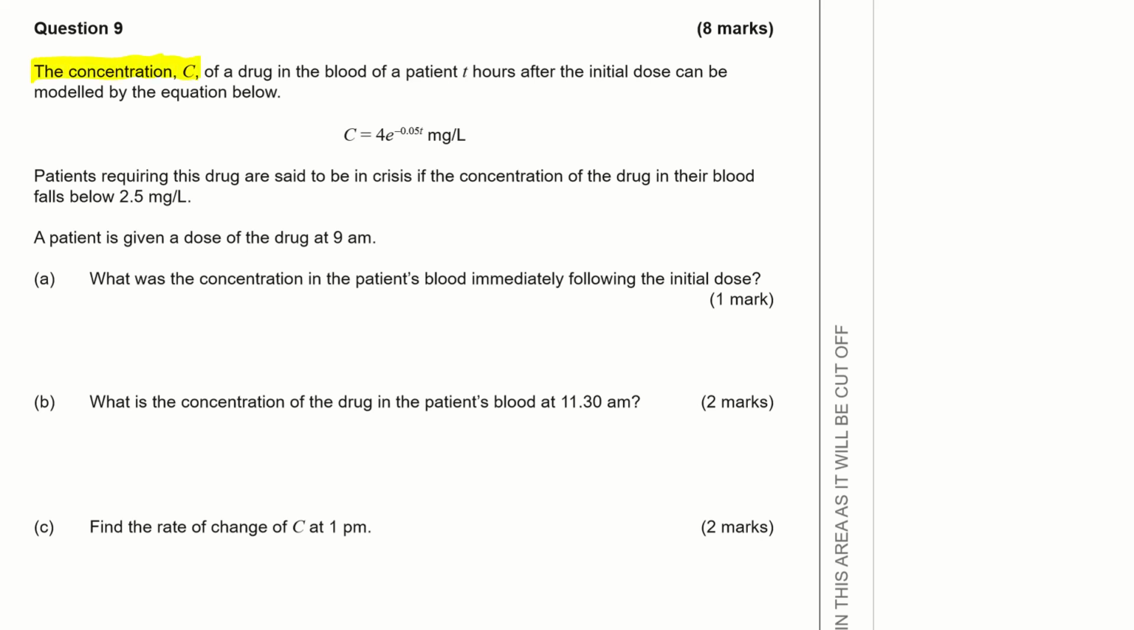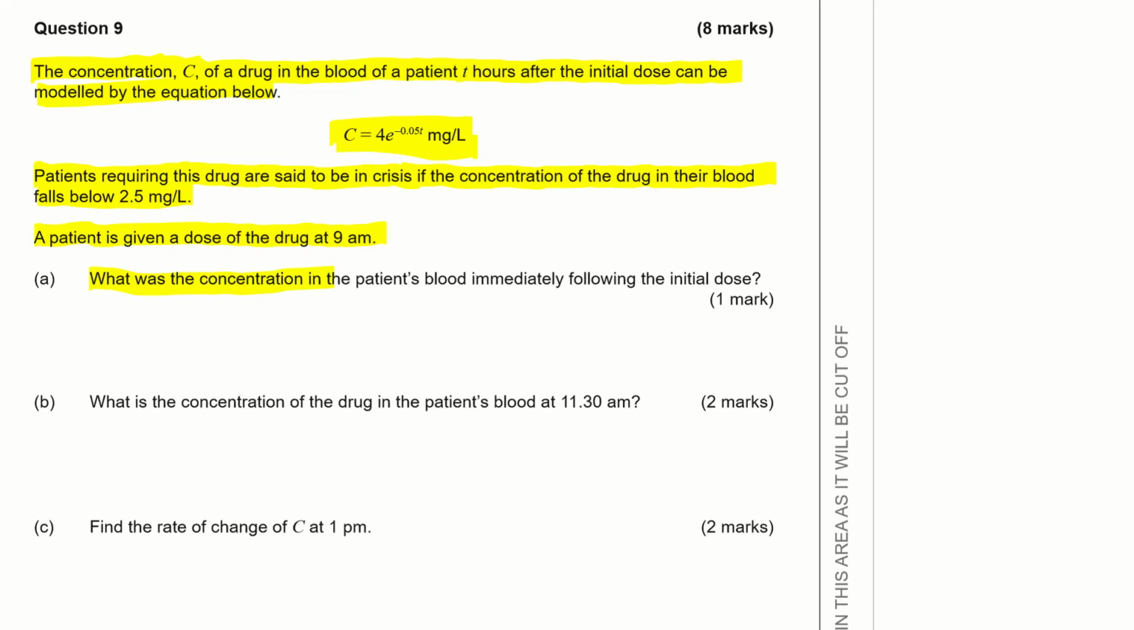The concentration C of a drug in the blood of a patient t hours after the initial dose can be modelled by the equation below. We can see the equation here. Patients requiring this drug are said to be in crisis if the concentration of the drug in their blood falls below 2.5 milligrams per litre. A patient is given a dose of the drug at 9 a.m.